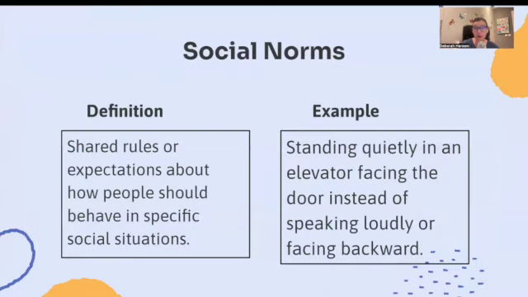We're going to start with social norms. So, the definition of social norms is shared rules or expectations about how people should behave in specific social situations. For example, standing quietly in an elevator facing the door instead of speaking loudly or facing backwards.